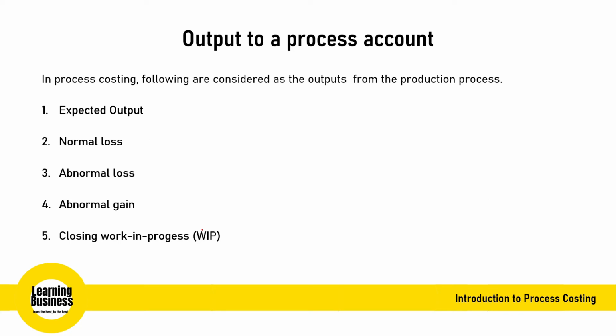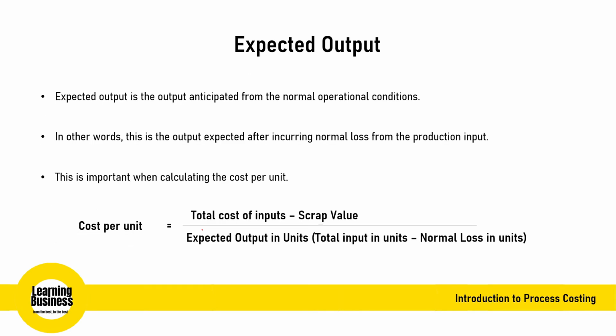Output to the process account could be in the following 5 forms. It can be expected output, abnormal loss, normal loss, abnormal gain, or closing work in progress. Now what is this expected output?